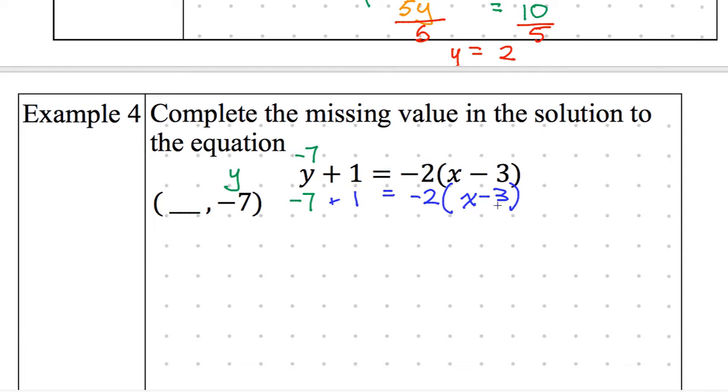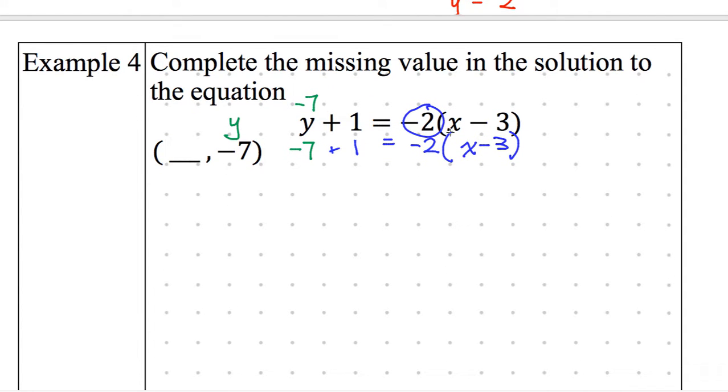And you might have chosen right here to distribute this negative 2. If you do, just make sure that you're distributing the negative 2, not just the 2. So it becomes a negative 2x and a positive 6. But you don't necessarily have to do that if you don't want to. There are 2 ways to solve this one. Well, maybe a few more ways, but 2 ways that I immediately see. Let's go ahead and simplify the left-hand side. When I simplify the left-hand side, I get negative 6, because negative 7 plus 1 is negative 6, and then I have is equal to negative 2 times x minus 3.